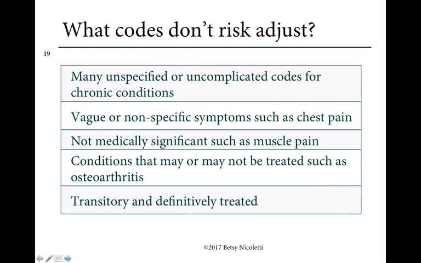Chest pain, muscle pain, signs and symptoms. There are hardly any codes in the chapter that starts with the letter R that carry a risk adjustment score. Conditions that may or may not be treated, like osteoarthritis. And then transitory and definitely treated conditions. For example, a patient with appendicitis, that doesn't change their risk score for next year because it's already been treated.